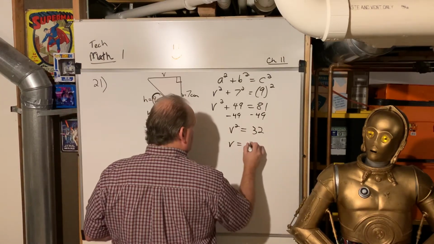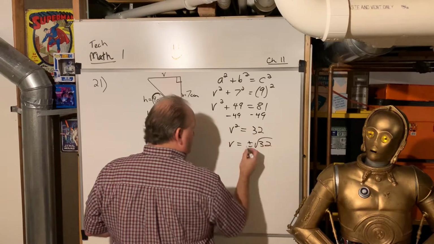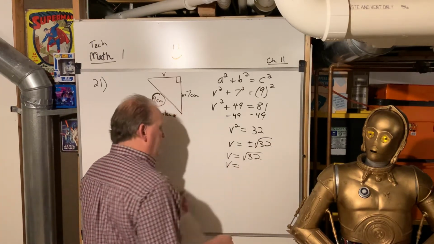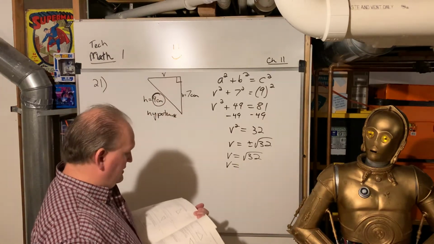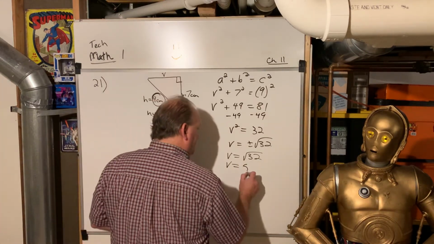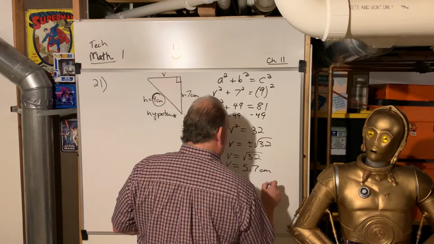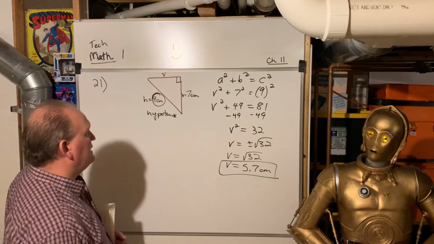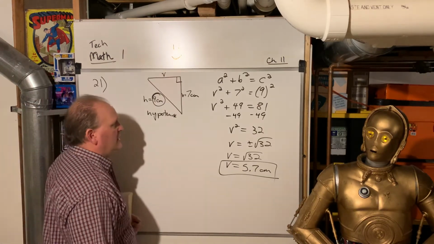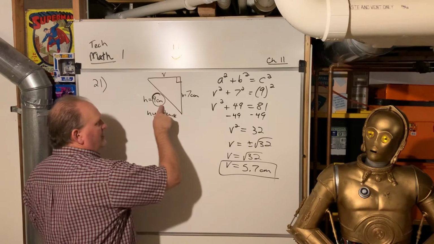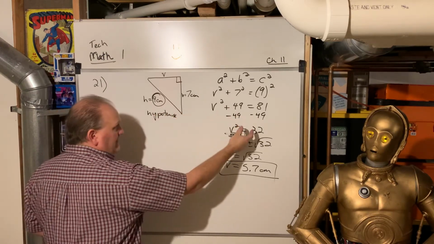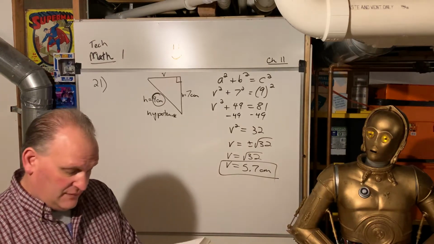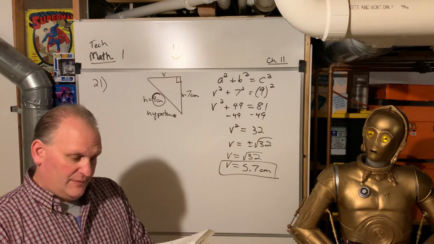And then we take the square root. Plus or minus square root of 32. But the minus doesn't make sense because it's a distance, so just positive. And then that is 5.7. And that was in centimeters. Okay. So if they give you the two legs, you square them, add them, take the square root. If they give you a leg and the hypotenuse, square them, subtract them, and take the square root. All right, that is the general way that these problems work out.